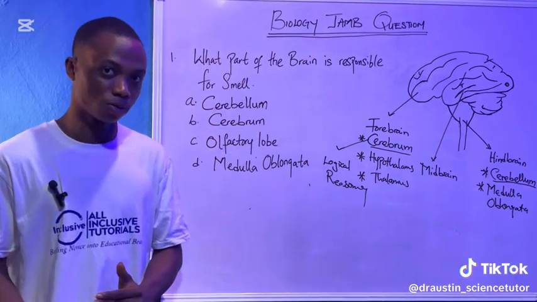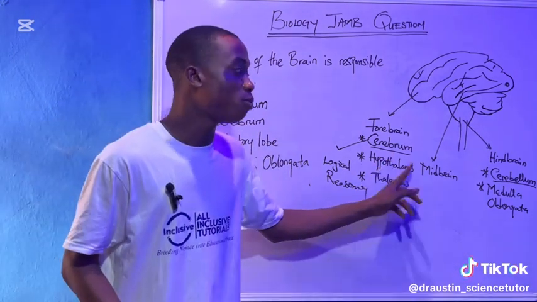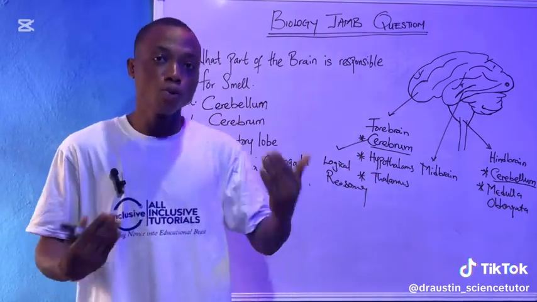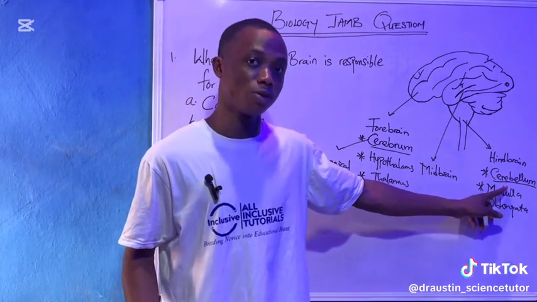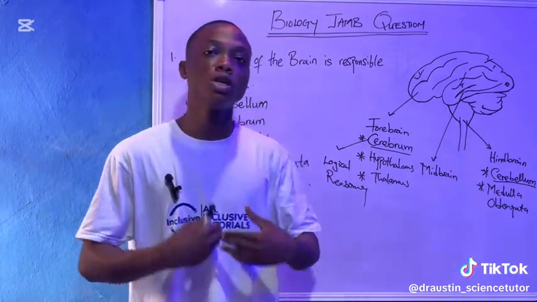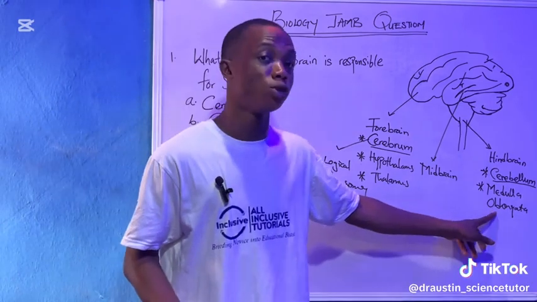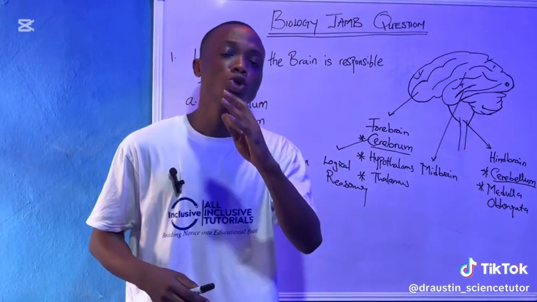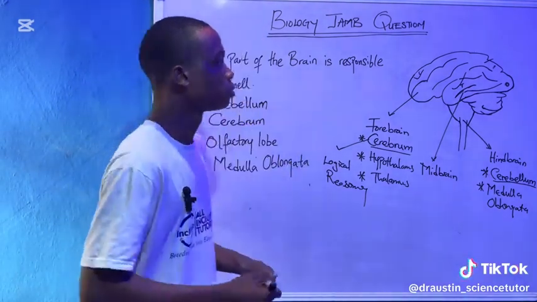The medulla oblongata is responsible for involuntary action. So I hope you understand cerebrum and cerebellum now. Which one is for reasoning? Cerebrum. Which one is for posture? Cerebellum. Which one is for involuntary action? Medulla oblongata.